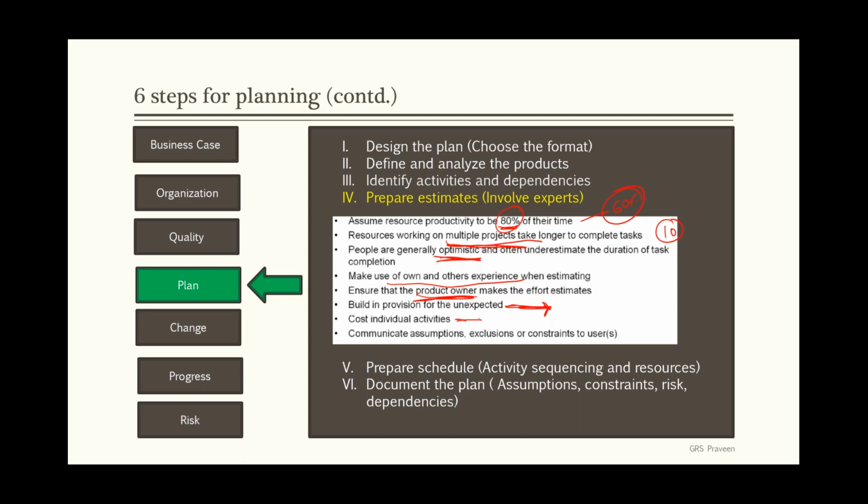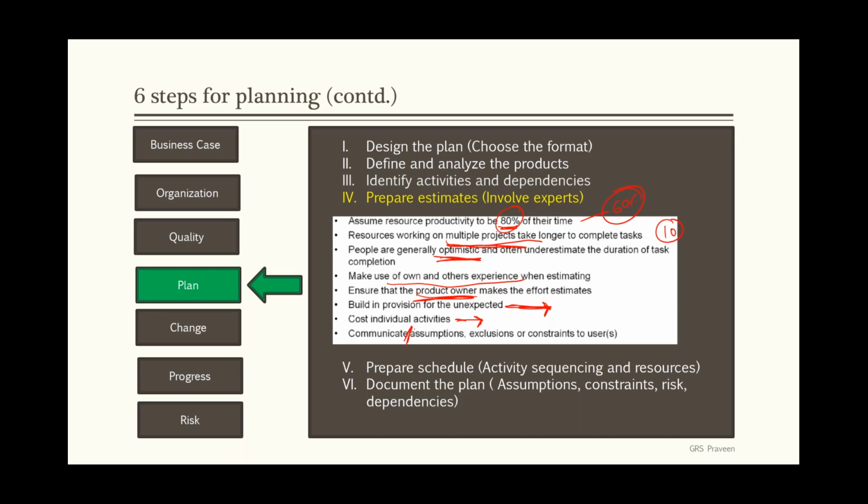And another thing is, cost individual activities. You don't say that this entire chunk of work, this 1 month of work, is going to take maybe 1 crore rupees. Rather you say that each and every individual activity takes this much, so your cost estimation will be more appropriate.